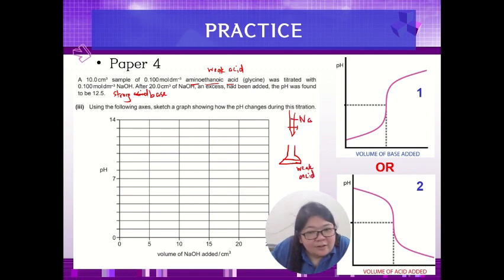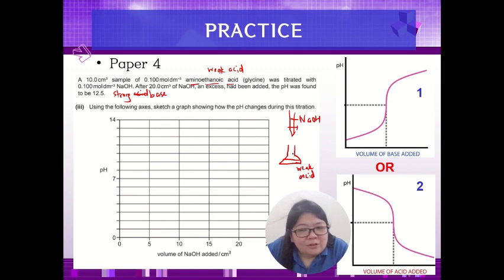Sodium hydroxide is in the burette. So that means we should start with acidic pH, because you are measuring the pH in the conical flask, not in the burette, right? Because you're going to mix these two solutions in the conical flask. So you can only measure the pH change in the conical flask. So we start with weak acid.